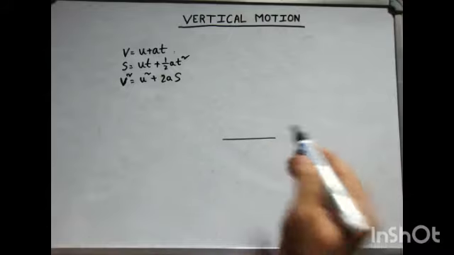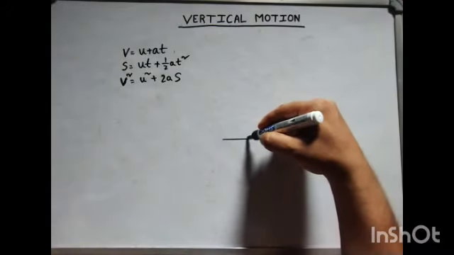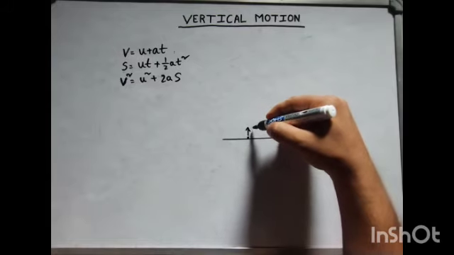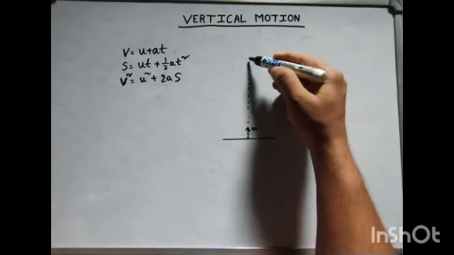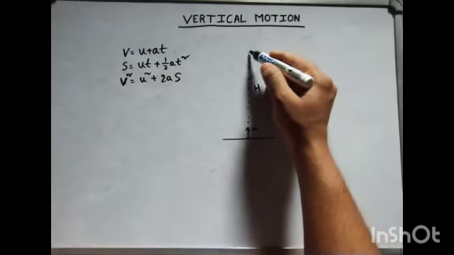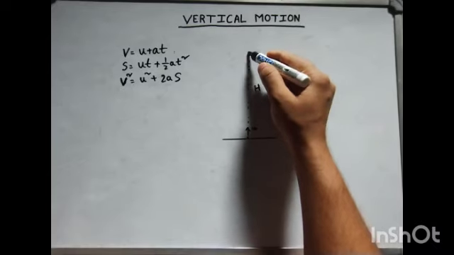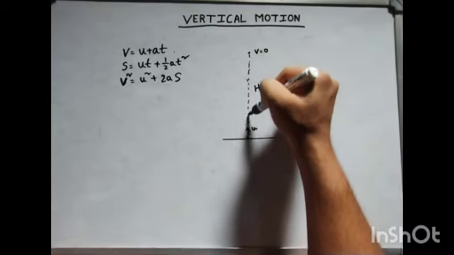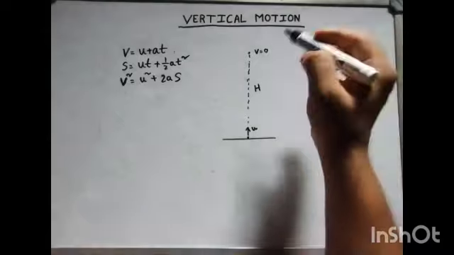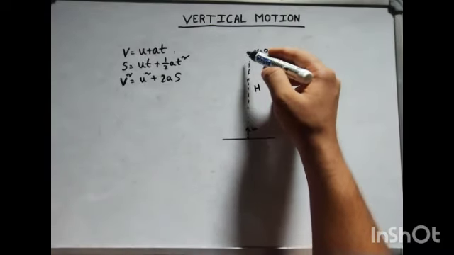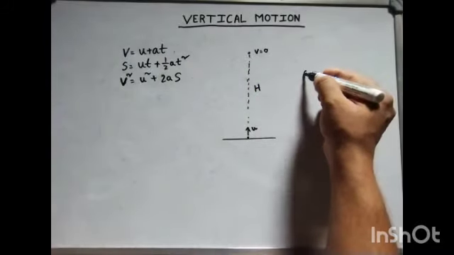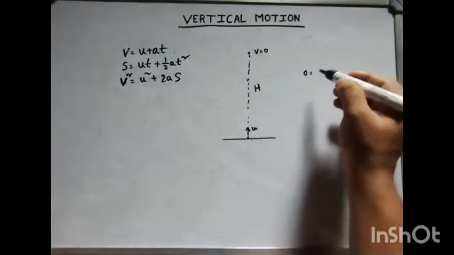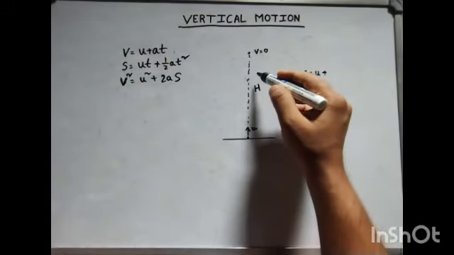Suppose this is ground, and from ground you are throwing a ball with initial speed u vertically upwards. Then it reaches a height capital H and then stops. Stops means here the final velocity is 0, and again it falls back to the ground. So at the time of going upwards, if we apply these formulas, suppose the final velocity is 0, initial velocity is u, and the acceleration we know.